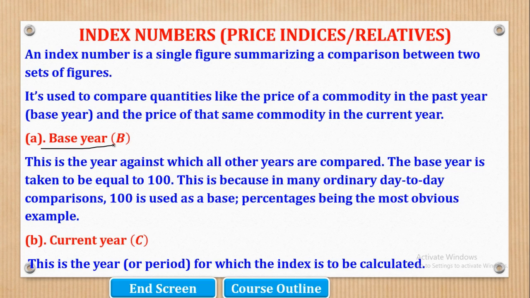That was base year. Then what about the current year? Current year is the year or period for which the index is to be calculated. So they tell you, using this as the base year, calculate the price index for this year. Always they will specify for you which is the base year and which is the current year in the question, as we shall see in the worked examples.